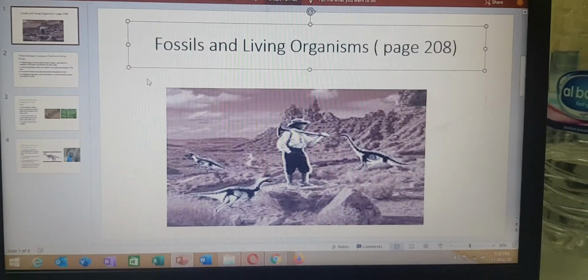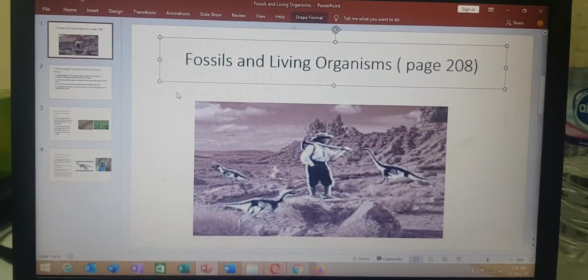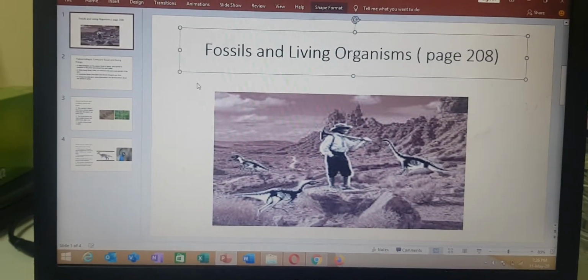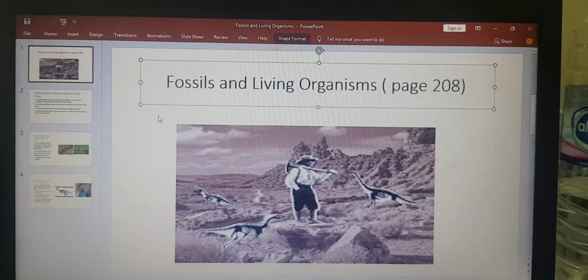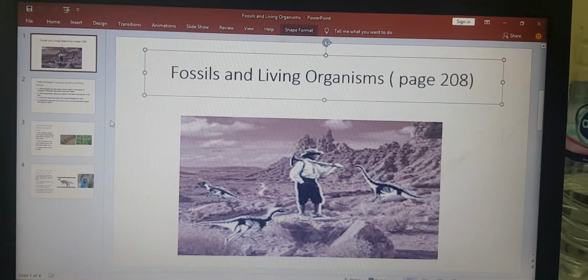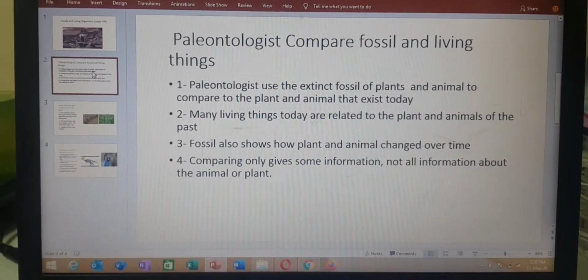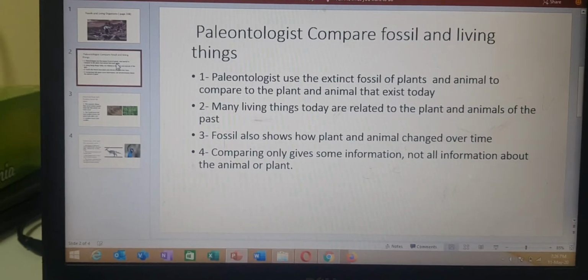I hope you're fine. So today in the class we discussed fossils and living organisms. Fossils and living organisms. You can find this in your book on page 208. Now we want to know why paleontologists compare fossils and the living things that we have today.